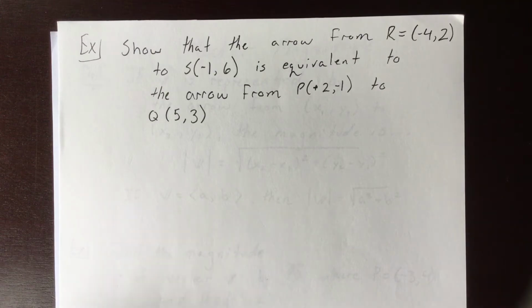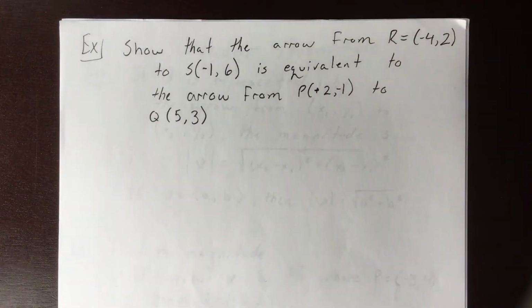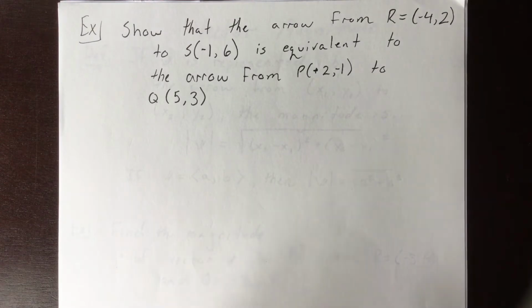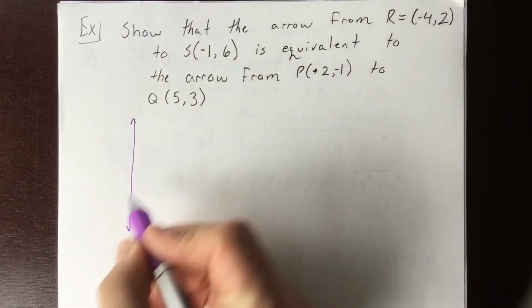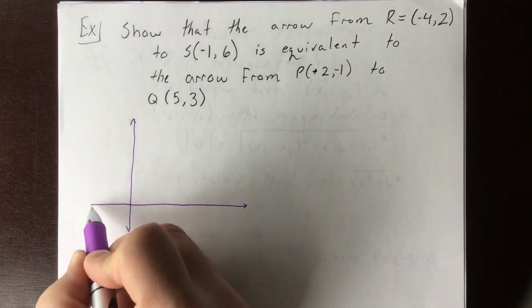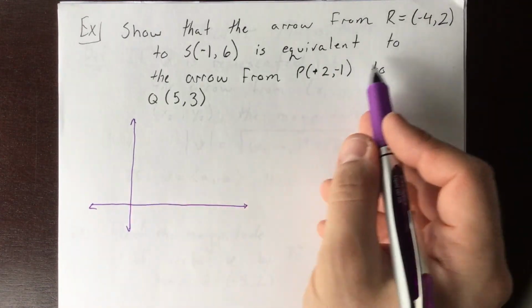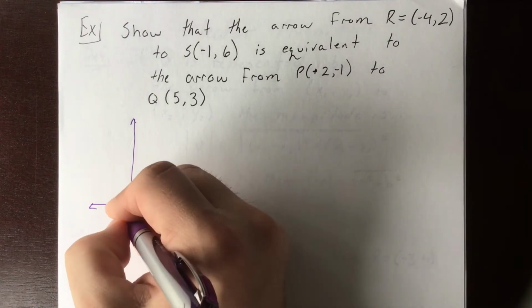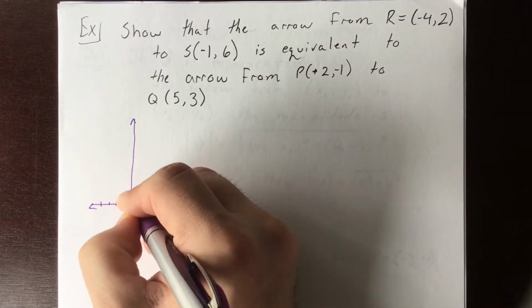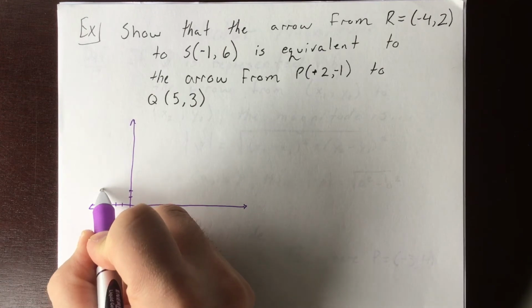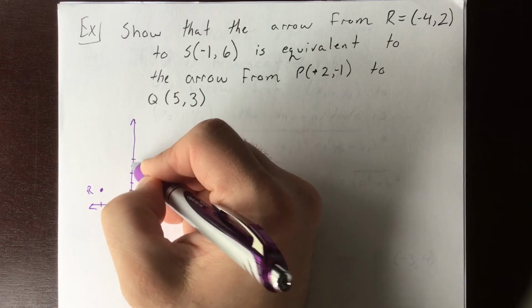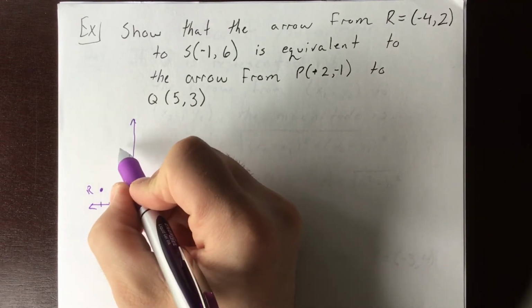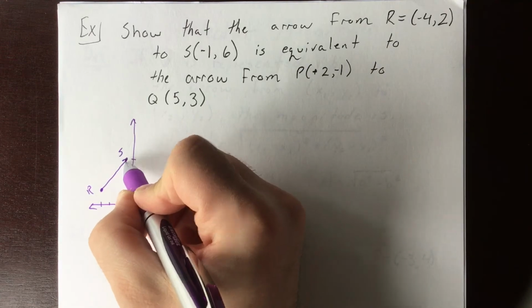So looking at this, I can do this graphically. We want to show that these are equivalent vectors. There's really magnitude and direction, but there's a way we can do without finding all of that. If I were to graph this real quick, just doing a rough sketch because I don't have the grid available, we need to do negative 4, 2. So negative 4, 2, could that be R? And then negative 1, 6. Okay, so that would be S, and that would be one vector.